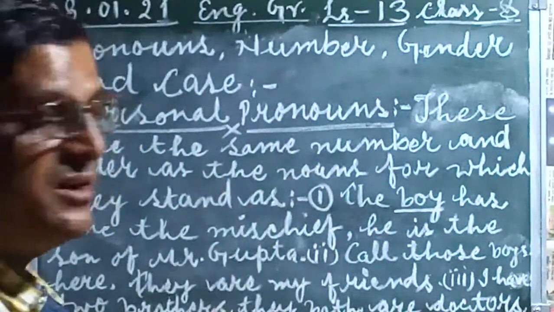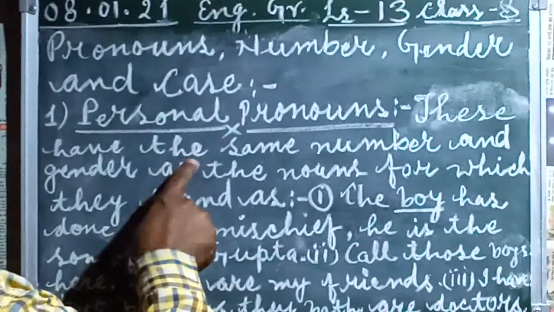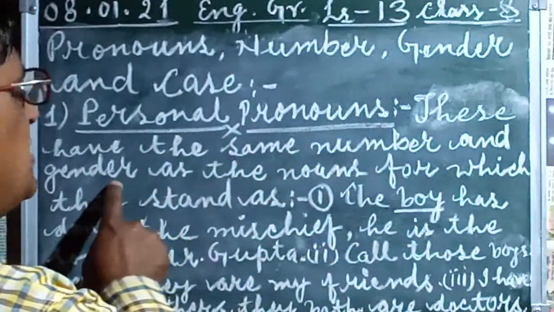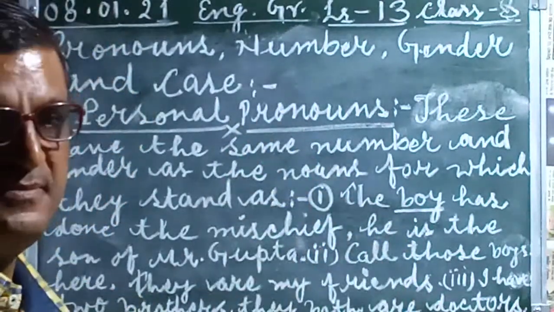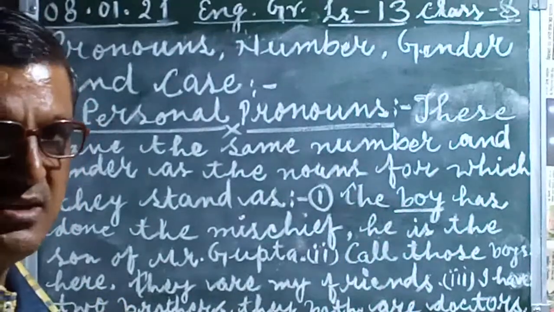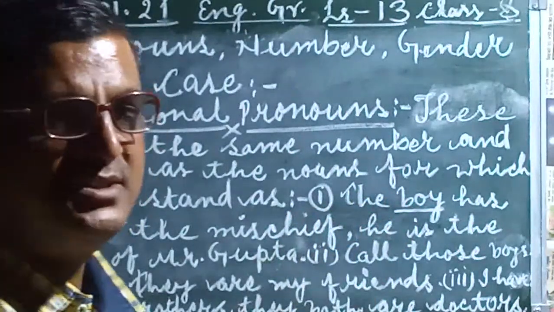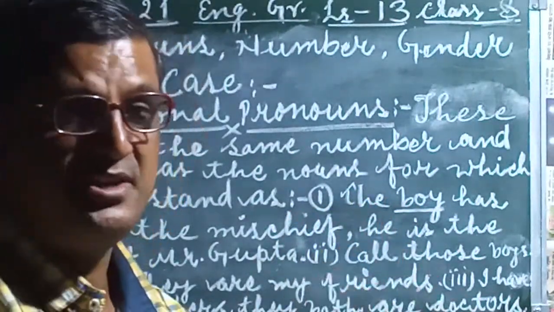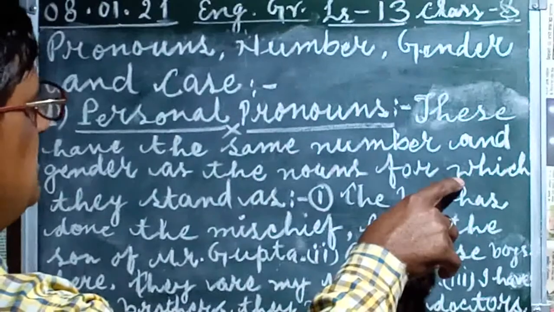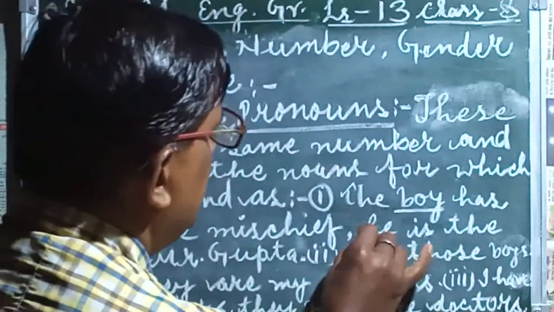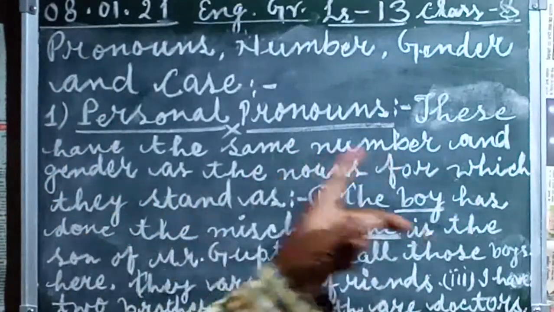But you see there is a similarity. In the sentence written here, the personal pronouns have the same number and gender. The boy, singular number. He, singular number. Boy, masculine gender. He, masculine gender. So nouns and pronouns have the same number and the same gender.